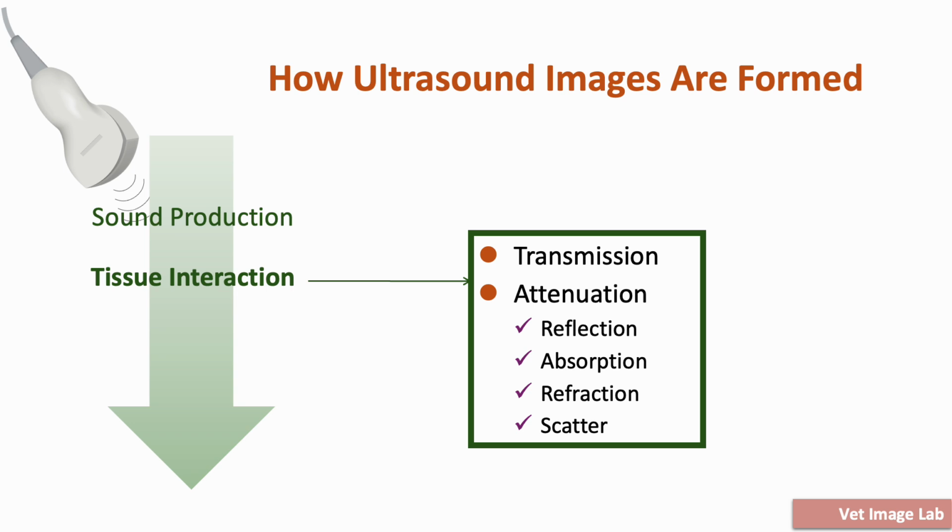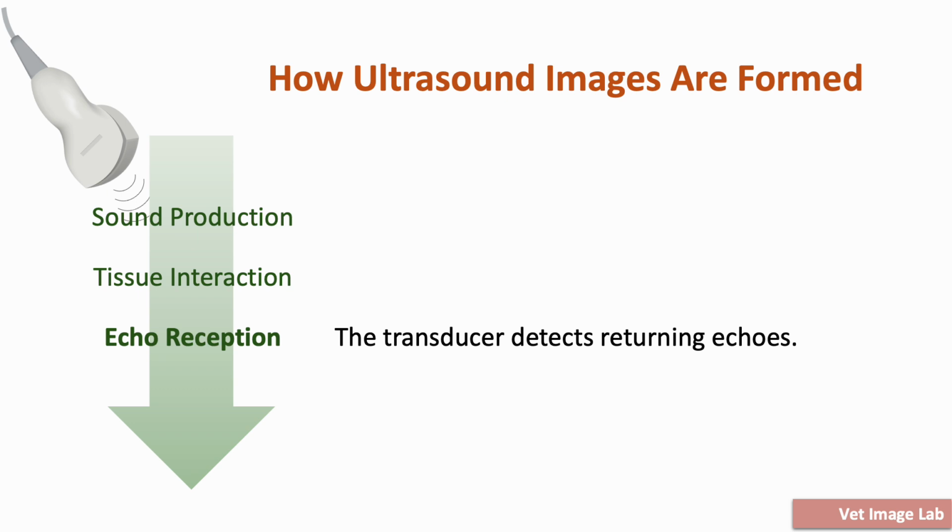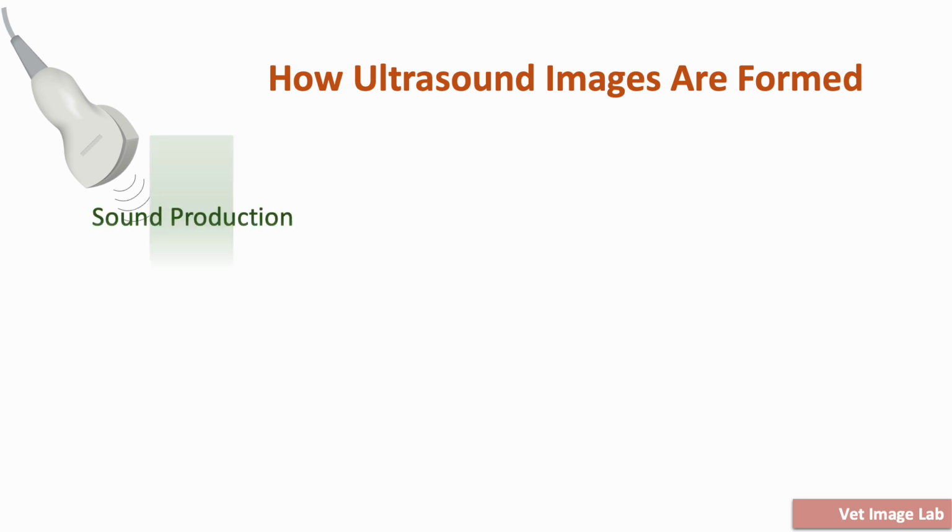Among these interactions, reflection plays a key role in ultrasound imaging. When sound waves strike gas or bone, a large amount of echoes return to the transducer, making these structures appear bright on ultrasound. These interactions determine how different structures appear on an ultrasound image, allowing us to distinguish tissues based on their echogenicity. After interacting with tissues, some of the ultrasound waves return to the transducer as echoes.